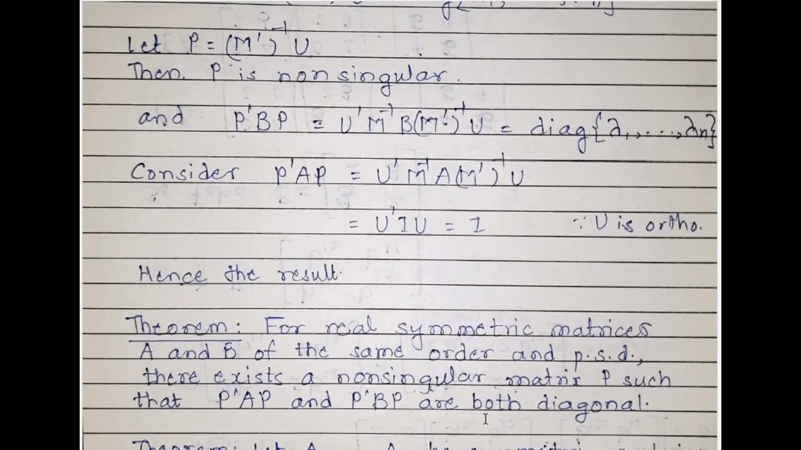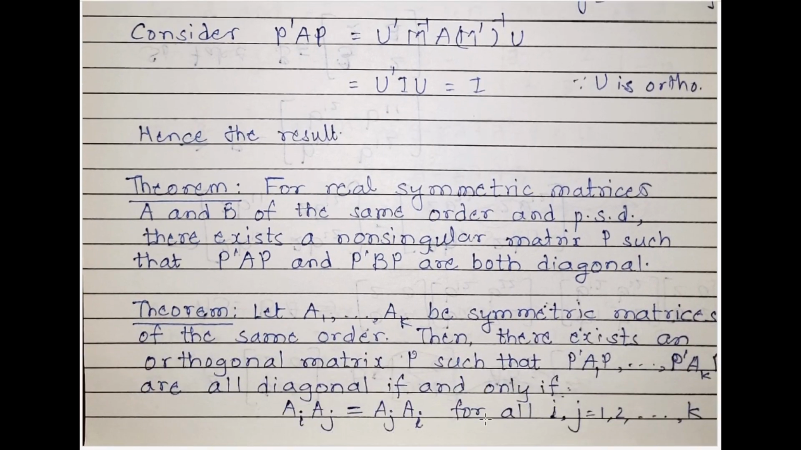So the first result states that for real symmetric matrices A and B of the same order and positive semi-definite, this theorem is just an extension of the earlier result. Instead of positive definiteness, positive semi-definiteness is needed here. Then there exists a non-singular matrix P such that P prime AP and P prime BP are both diagonal. So this is one result, and the next result provides the extension.